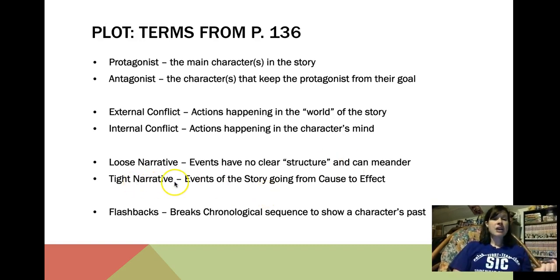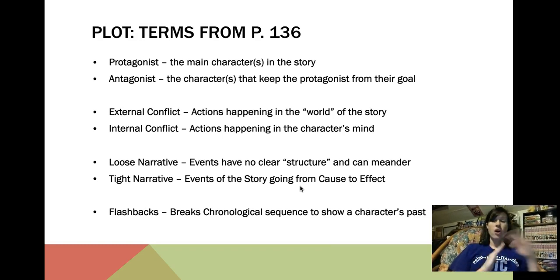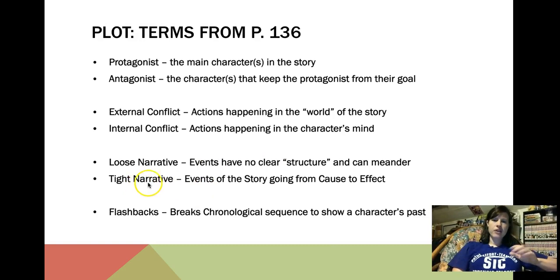Whereas a tight narrative is cause to effect. It's point A to point B all the way through. And there's not any meandering or getting out of time order or anything like that. It's all very straightforward. Any type of documentary or nonfiction event will be a tight narrative. Whereas a show like Doctor Who, where a character goes back and forth in time in one episode, can be a very loose narrative. Okay?